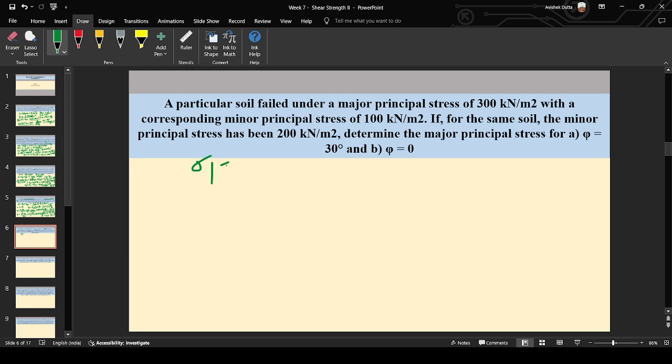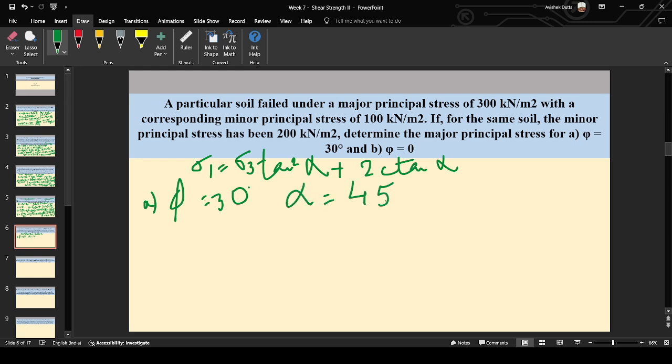Sigma 1 equals sigma 3 tan square alpha plus 2c tan alpha. Now for part A, we have phi equals 30 degree, right? So alpha will be how much? 45 plus phi by 2, that is 15, will be equal to 60 degree.